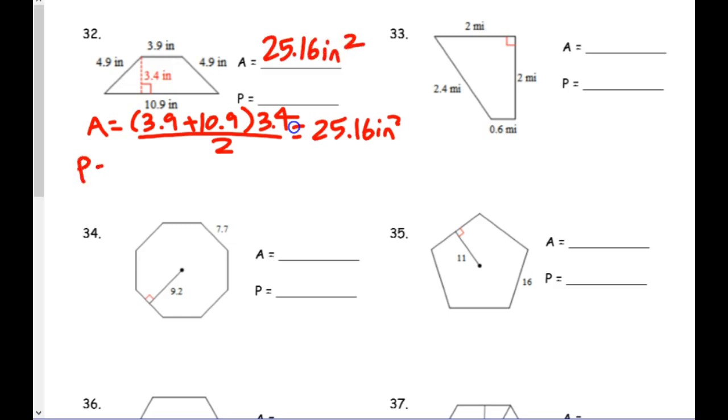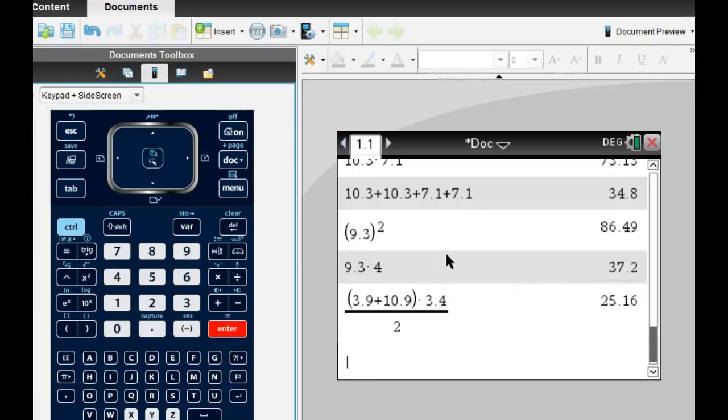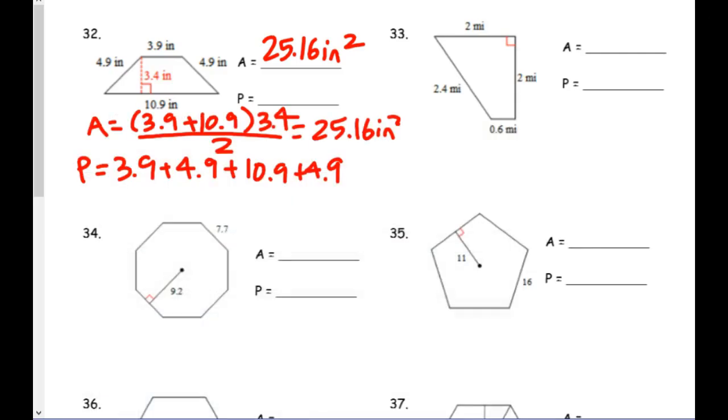And then for perimeter, add up the 3 sides, not including the height. That's an isosceles trapezoid there. We get 24.6. Keep messing up my colors here. Inches.